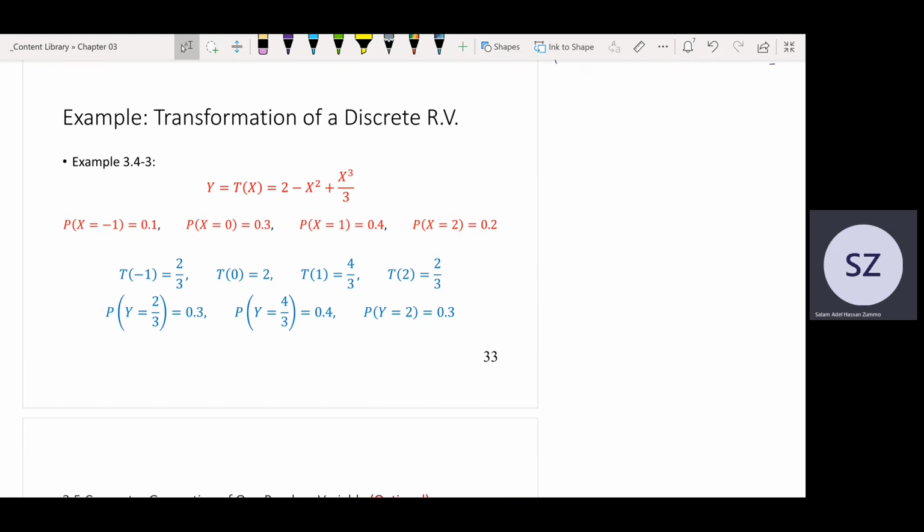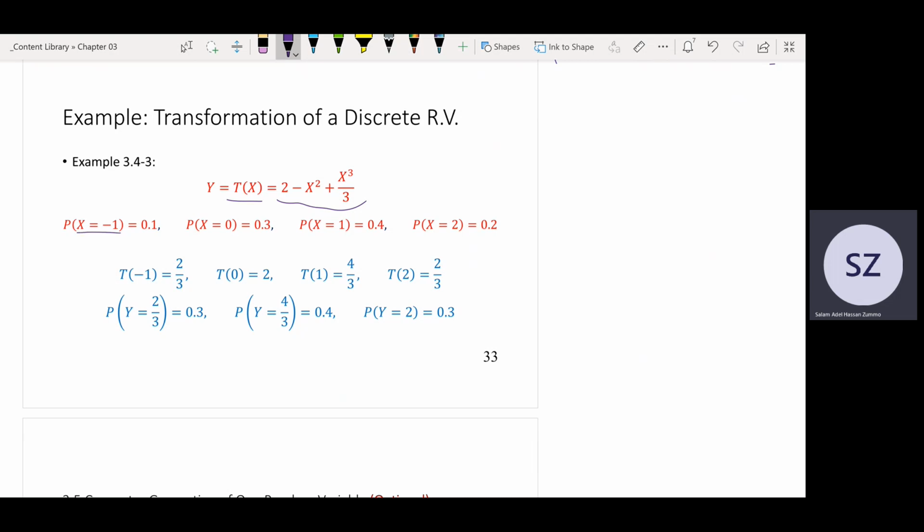So here we have an example that says y equals T(x), which is this. Monotonic or non-monotonic? Non-monotonic, because you have x squared, x cubed. So basically, for every value of y, you will never find just one value of x. This has more than one root. And x is given by this. It has a PDF that looks like this.